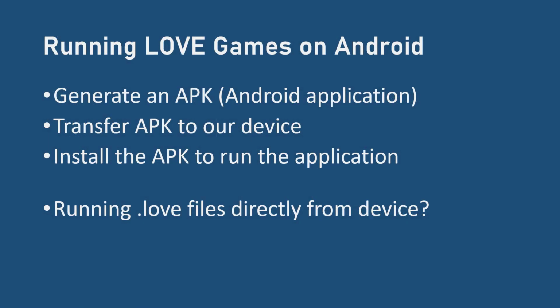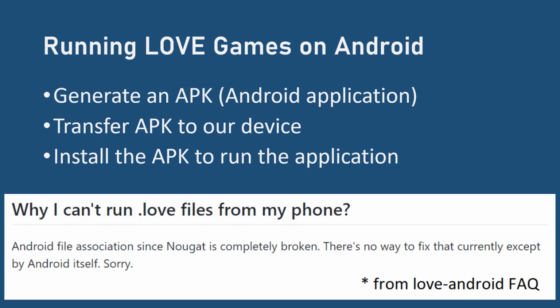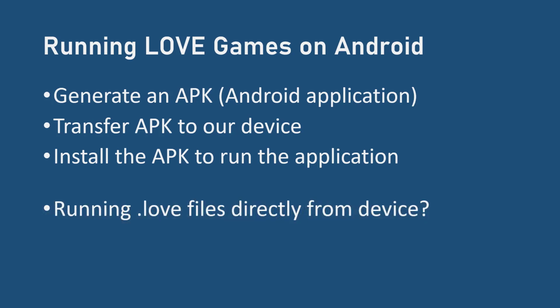Back to the topic at hand. To get your game on mobile, we'll need to use our LÖVE code to generate an APK file, which is essentially an Android app. Once we have the APK, we can transfer it to our device, install it, and play our game. At one point, it was possible to run .love projects on Android without generating an APK, but at the time of recording this, it appears to not be possible anymore. If this changes, I'll upload another video to show off that process, and I'll include a link here.